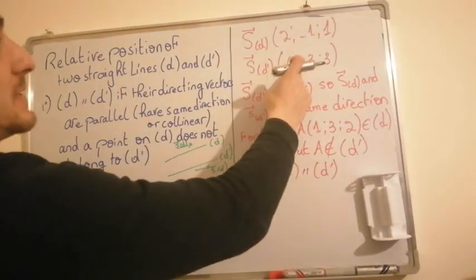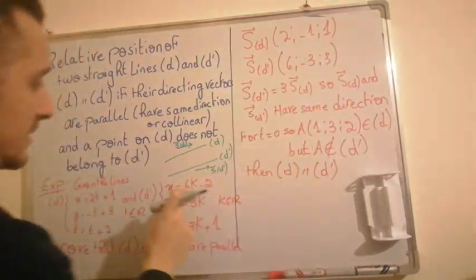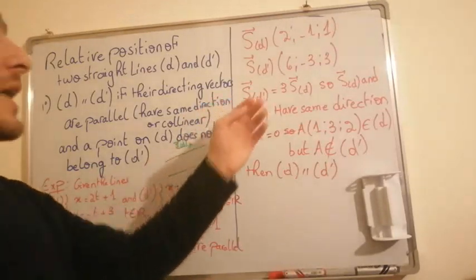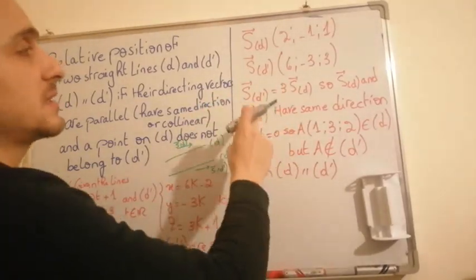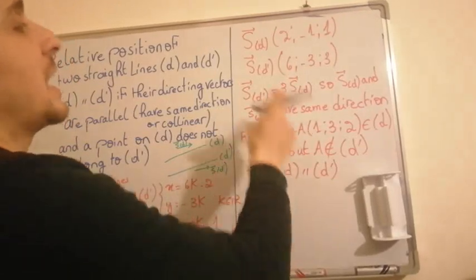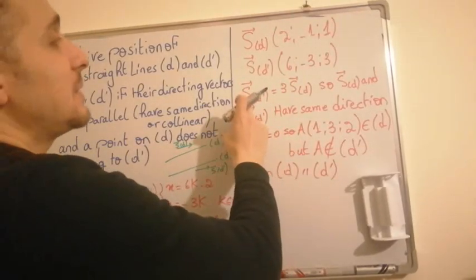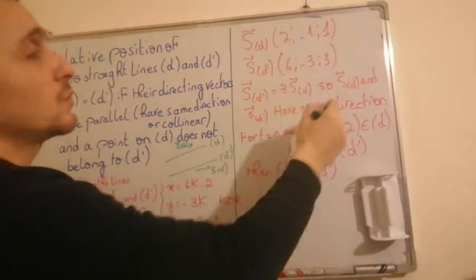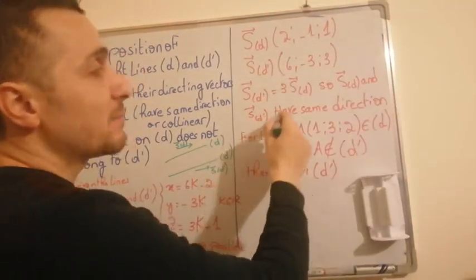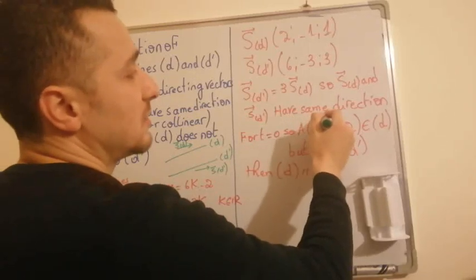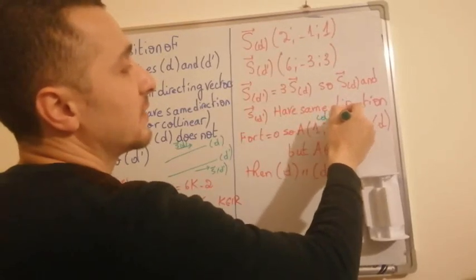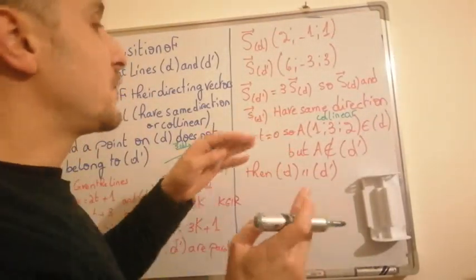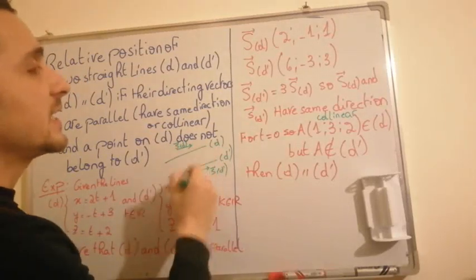S of D prime is (6, -3, 3). We remark that these two vectors have a relation. I mean S_D prime is equal to 3 times S_D. Then the two vectors S_D and S_D prime have the same direction, or they are collinear. Okay?